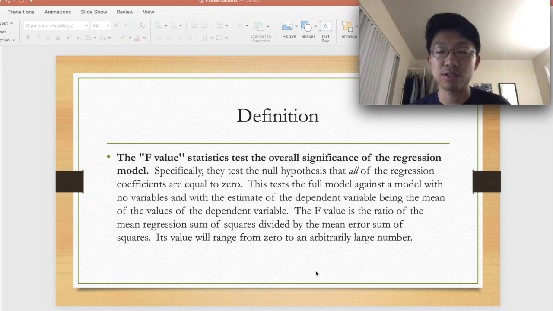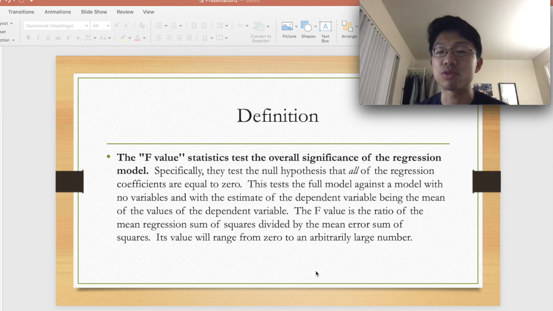The F-test is also called the F-value statistic test. It tests the overall significance of the regression model. Specifically, it tests the null hypothesis that all of the regression coefficients are equal to 0. This tests the full model against the model with no variables, where the estimate of the dependent variable is the mean of the values of the dependent variable.